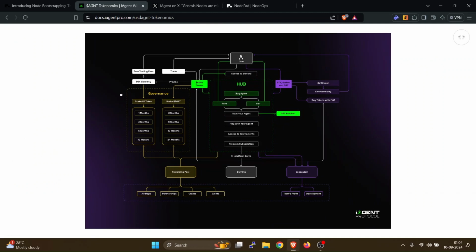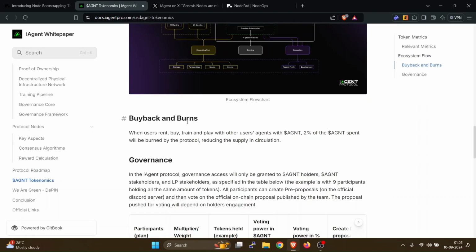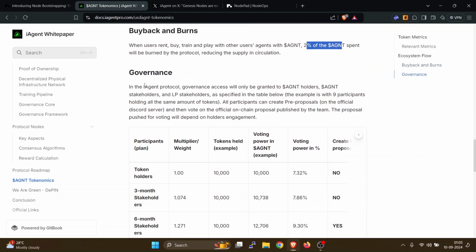This is the flow chart of the reward mechanism pools, the unlocking schedules, staking and the LP of the tokens. You can go through it. There is also a buyback and burn mechanism. When a user rents, buys or trains any player agent, 2% of the agent token spent on buying and training will be burned by the protocol. So it will reduce the supply in circulation. This is another merit of the project.